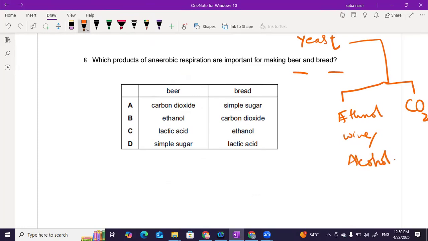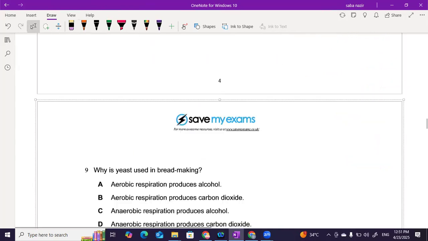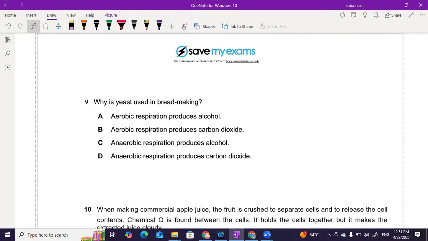So if I am an industrialist and I am making beer, I am actually interested in ethanol production. If I am an industrialist running my bakery, I am interested in the production of carbon dioxide. Okay, why is yeast used in making bread?